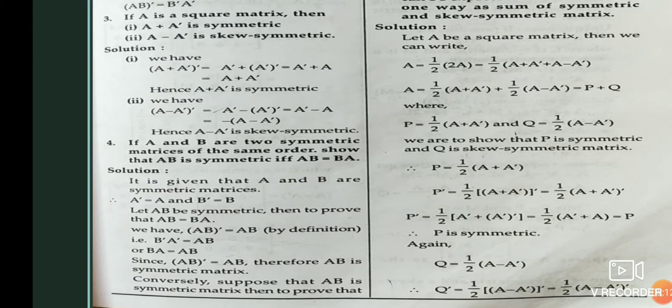Conversely, suppose that AB is a symmetric matrix, then to prove that AB is equal to BA, we have (AB) transpose is equal to B transpose into A transpose, which is equal to BA. Here A transpose is equal to A, B transpose is equal to B. Therefore, (AB) transpose is equal to BA.